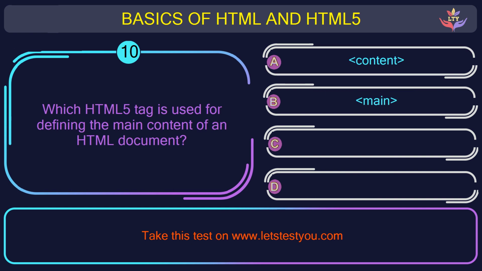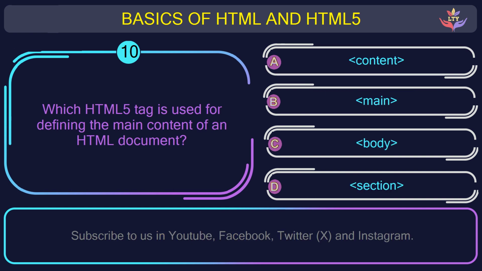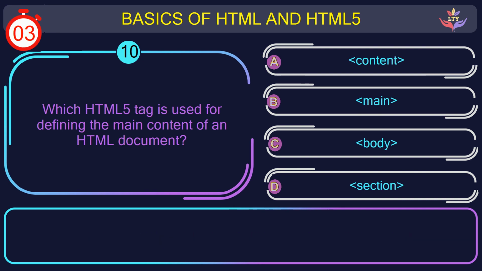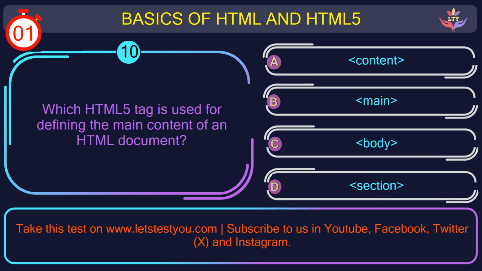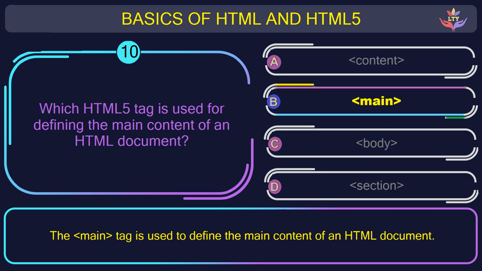Question number 10. Which HTML5 tag is used for defining the main content of an HTML document? The correct answer is option B. Main. The main tag is used to define the main content of an HTML document.